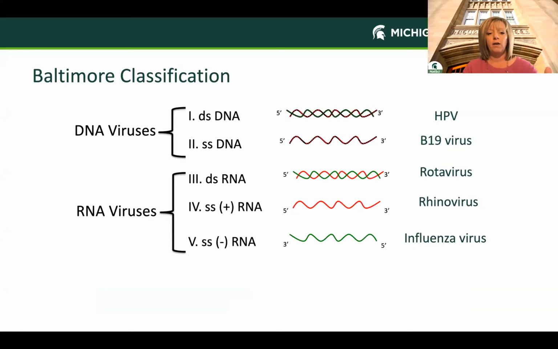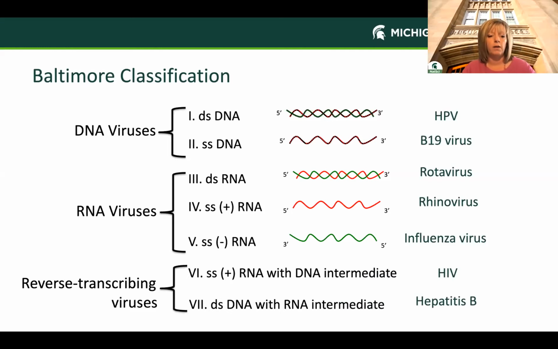So DNA viruses can be double-stranded or single-stranded. Examples include human papillomavirus or the B19 virus. The viruses that we most often hear about are RNA viruses, like the coronaviruses. Those can be double-stranded RNA with two strands of RNA, or we can have single-stranded versions. Rotavirus is a well-known virus. Rhinoviruses cause colds, and we've all heard of influenza virus before.